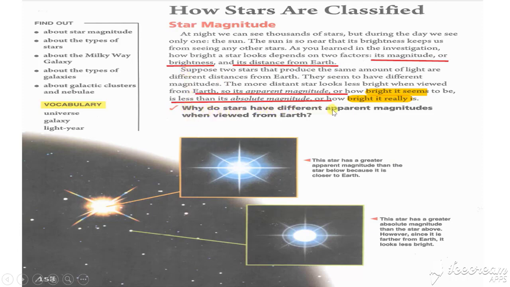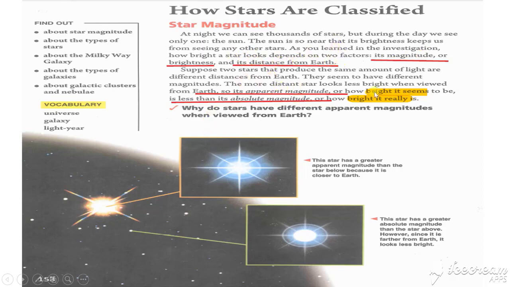Question: why do stars have different apparent magnitudes when viewed from Earth? The answer to this question is number one, its magnitude or brightness, or number two, its distance from Earth.